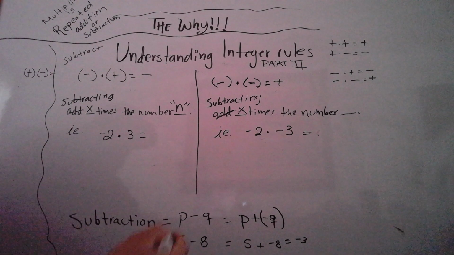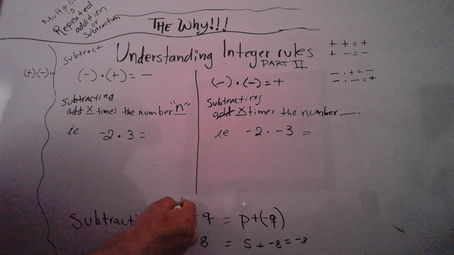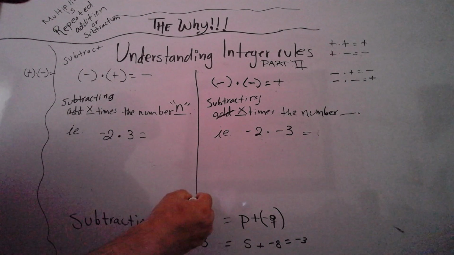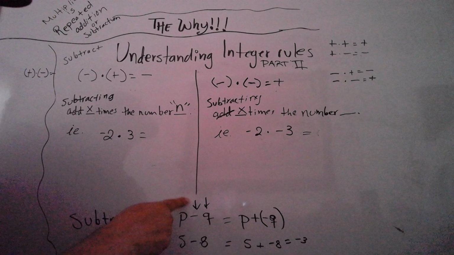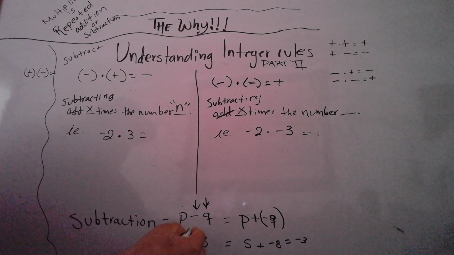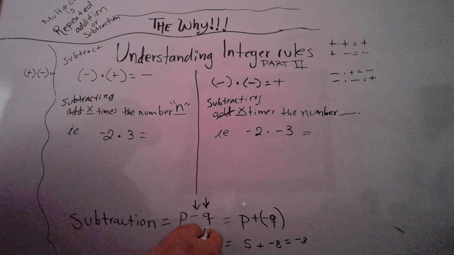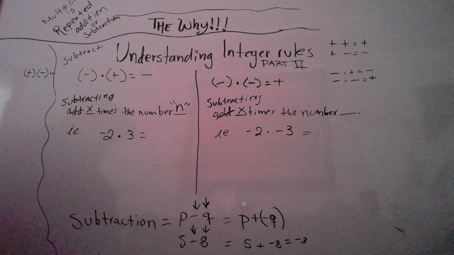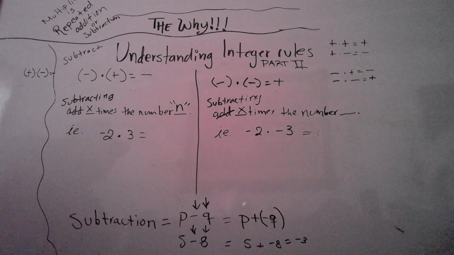And basically, you are changing this. Actually, you're changing this and this. You leave the first one the same, right? You change these to addition, and this you use the opposite of 8, which is negative 8.